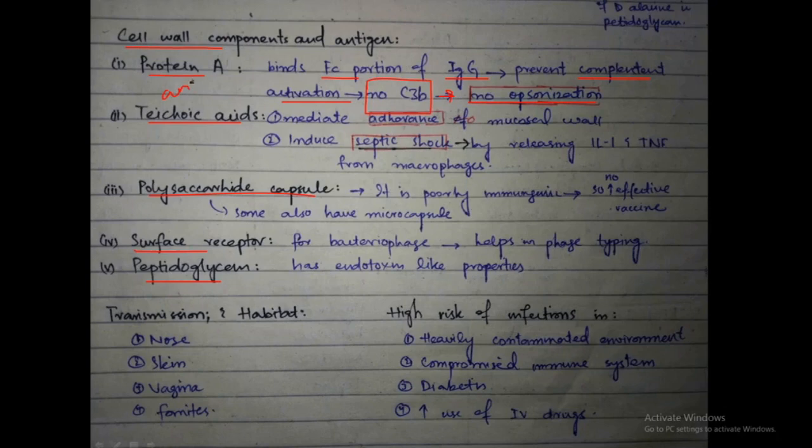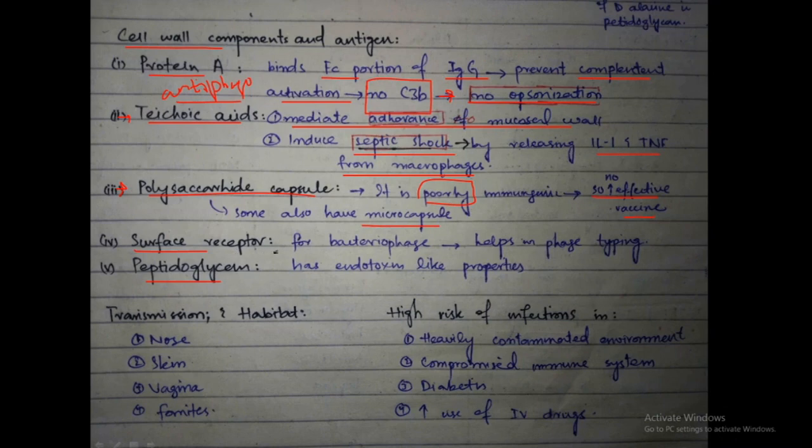It is anti-phagocytic. Second is teichoic acid, which mediates adherence to the mucosal wall, so that it helps in the infection. It also causes septic shock by releasing interleukin-1 and tumor necrosis factor from macrophages. Third one is the polysaccharide capsule. Its function is that it is poorly immunogenic, so there will be no effective vaccine against Staphylococcus aureus. Some also have a microcapsule.